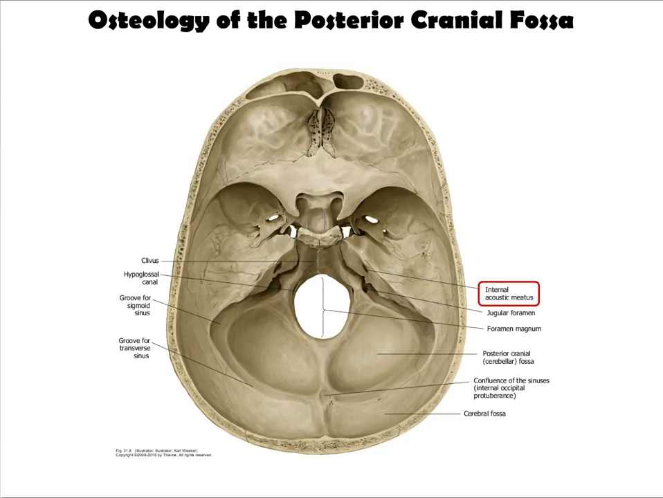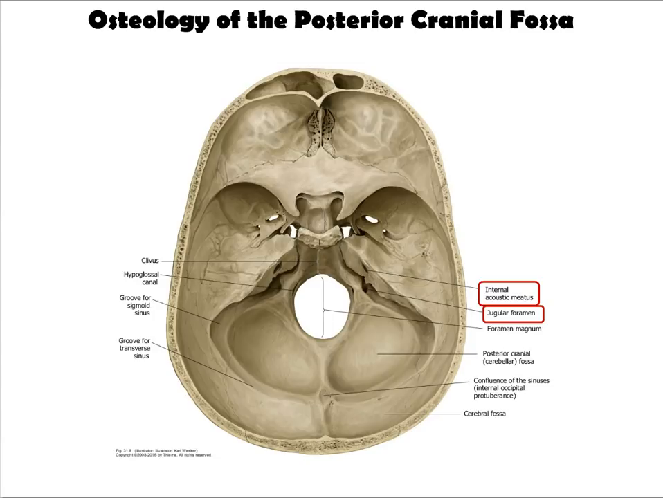Just inferior to the petrous ridge of the temporal bone is the internal acoustic meatus, also called the internal auditory meatus. This opening conveys the vestibulocochlear nerve to the inner ear, and it also transmits the facial nerve through the bony facial canal. Located inferiorly to the internal acoustic meatus is the larger jugular foramen. This foramen conveys the glossopharyngeal nerve, the vagus nerve, and the spinal accessory nerve. It allows them to exit the cranium.